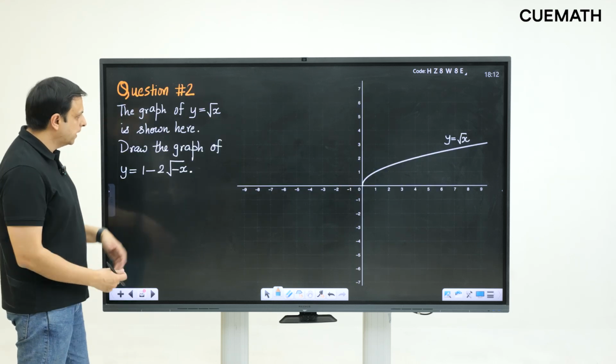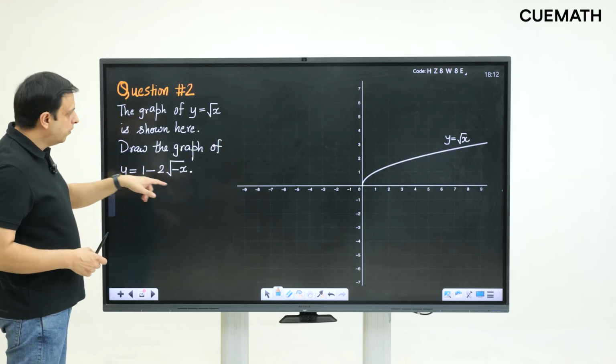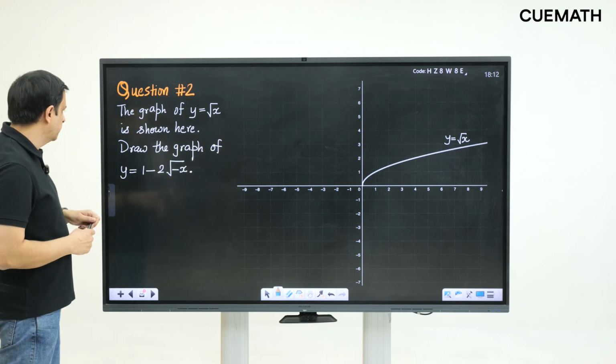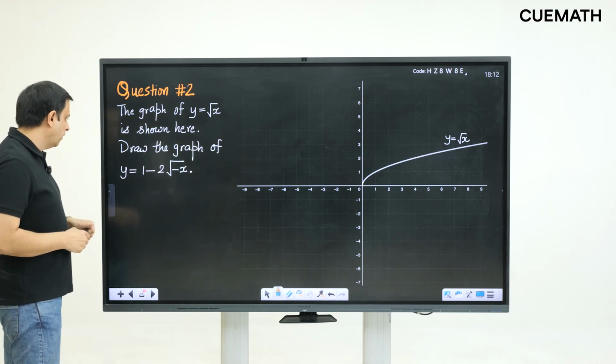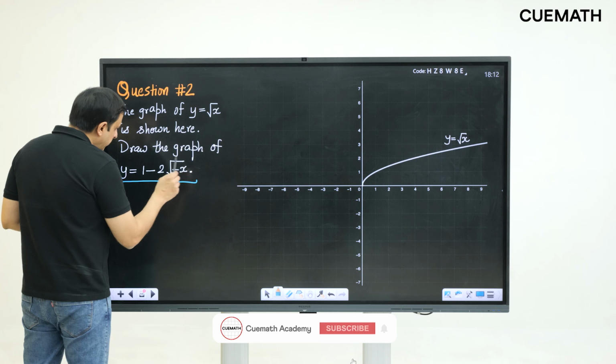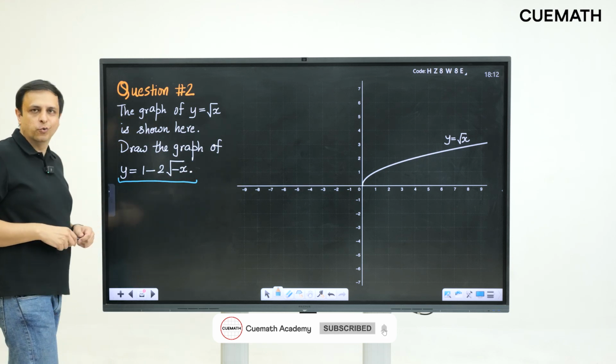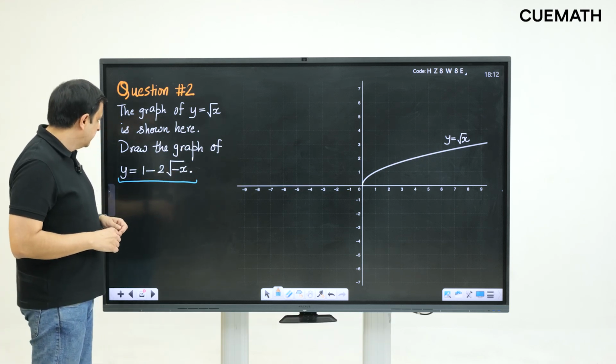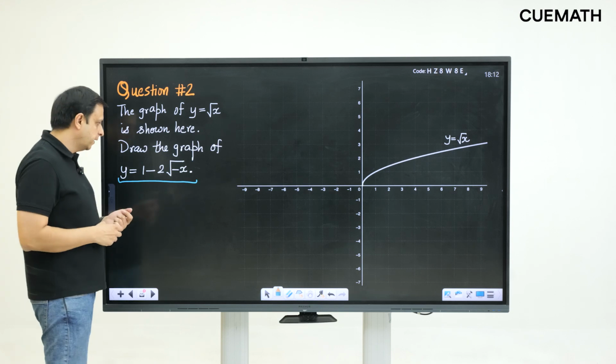Now let's take a look at this second question. It says the graph of y equal to root x is shown here. We have to draw the graph of y equal to 1 minus twice of root minus x. So, this one looks a bit complicated, but once again we can do it step by step.